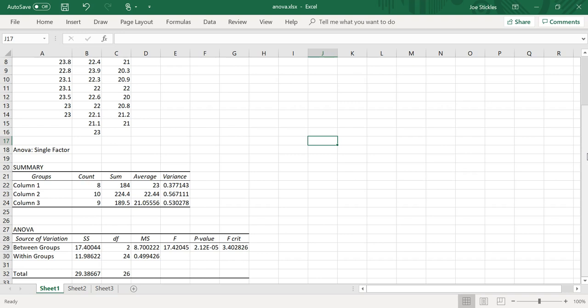Here's where it's doing the ANOVA. All right, so this first one, the sum between groups, that's your SST. I can also tell it's SST because this degrees of freedom is really small. Remember, the SST degrees of freedom is M minus 1, the number of groups minus 1. Right? So this is your SST, the 17.4. Your within groups, that's your SSE. That's this 11.986.